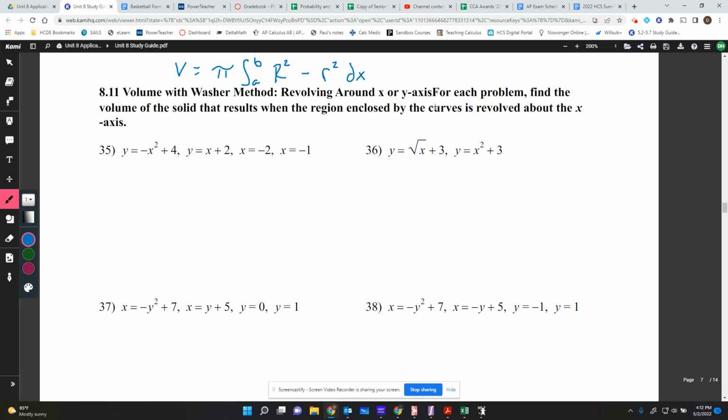So when you look at these, I think it always helps to just sketch a quick graph. So we've got negative x squared plus 4. You can graph these on your calculator as well. It doesn't have to be anything great, but just to give us an idea. We have that, and then we have x plus 2, which is going to look like that.